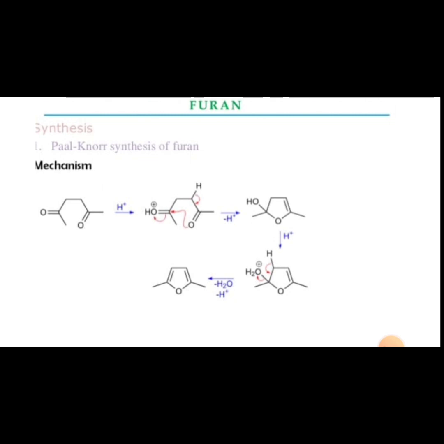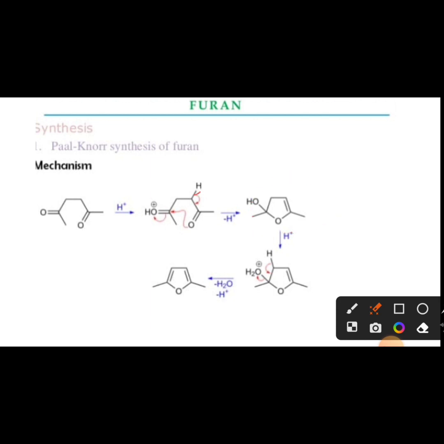Now see the mechanism of Paal-Knorr synthesis. Here, the 1,4-dicarbonyl compound in presence of H plus, a lone pair of oxygen abstracts H plus. Now in the next step, a lone pair of oxygen attacks here and stabilizes the positive charge on oxygen, and a 5-membered ring is formed.